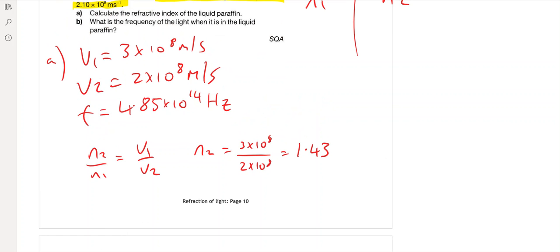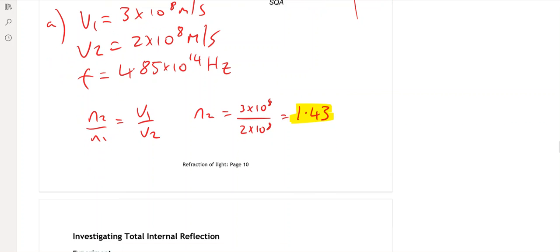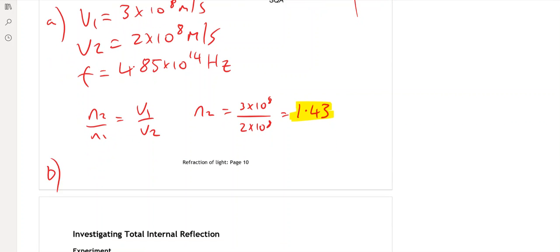So quite straightforward. Identify the numbers from the problem, put them into the equation, calculate refractive index. The last part of the question: what is the frequency of the light when it enters the paraffin? Remember, frequency remains constant.